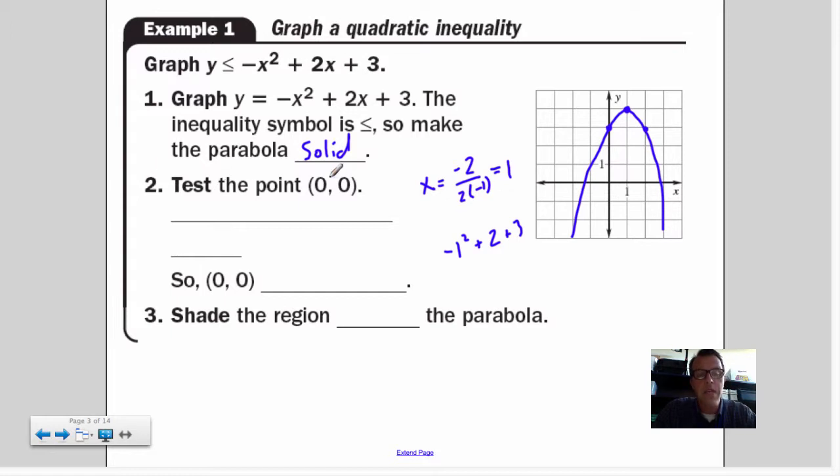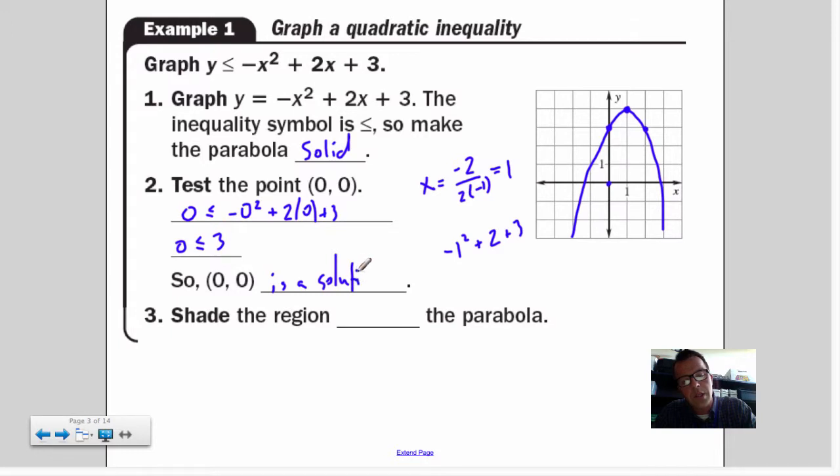And now they're going to pick a test point, and they're picking 0, 0. 0, 0 is right here. And so if we put 0 into x and 0 into y in the original inequality, if it works, then we're going to shade inside. So let's test it. Is 0, question mark, less than or equal to negative 0 squared plus 2 times 0 plus 3? So really what we're saying is 0 is less than or equal to 3. And it is. So 0, 0 is a solution.